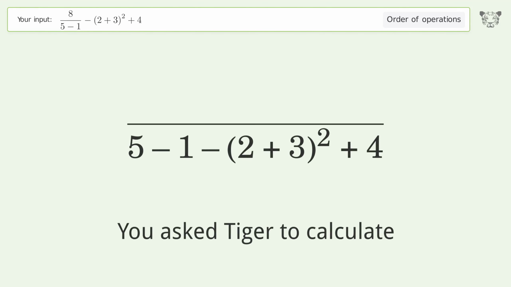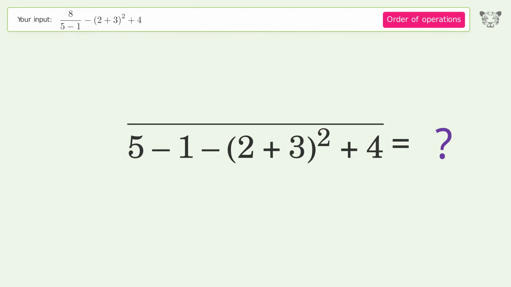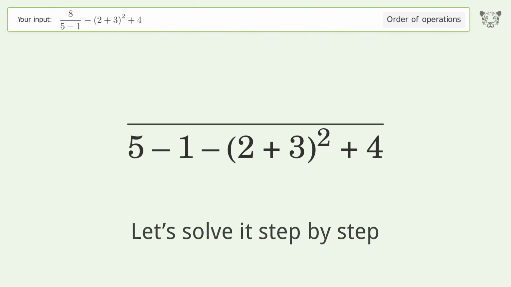You ask Tiger to calculate. This deals with the order of operations. The final result is -19. Let's solve it step by step.